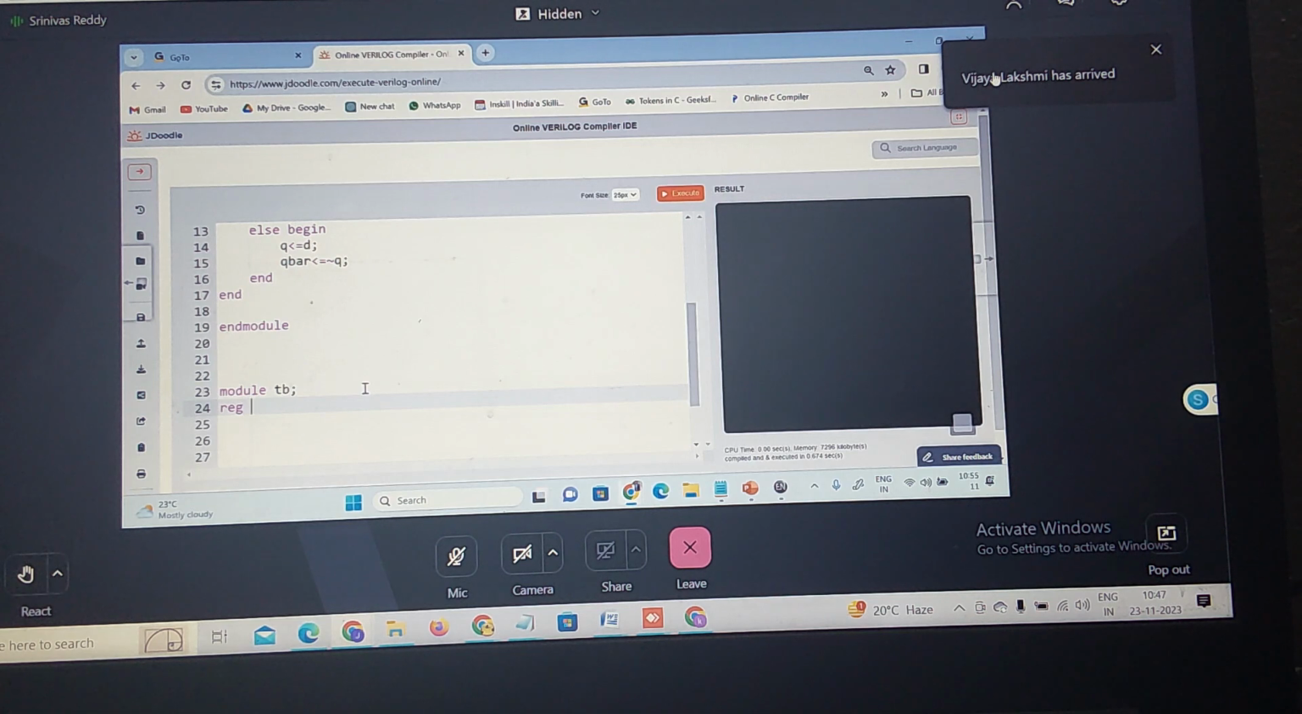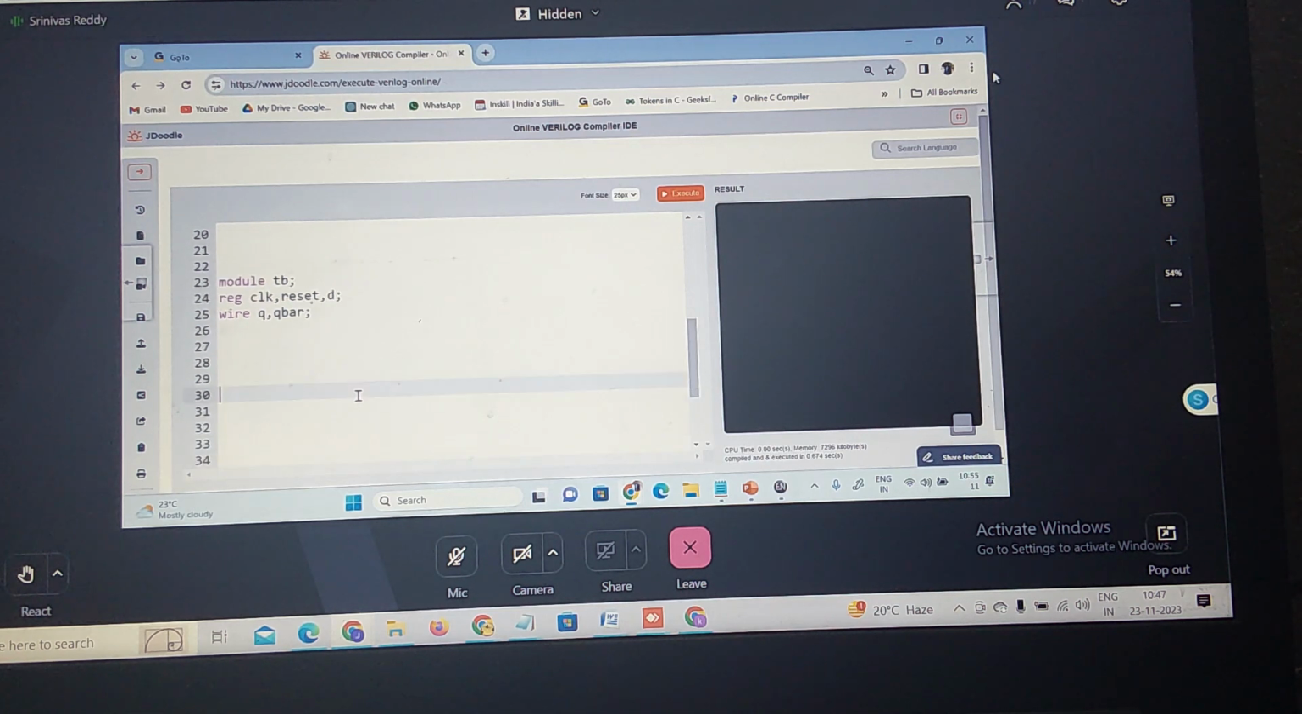Then what are the reg types? Clock, then reset, then D. Then wire types are Q and Q bar. Now I need to instantiate the what? Design. This is nothing but what? D flip flop. This is the DUT.